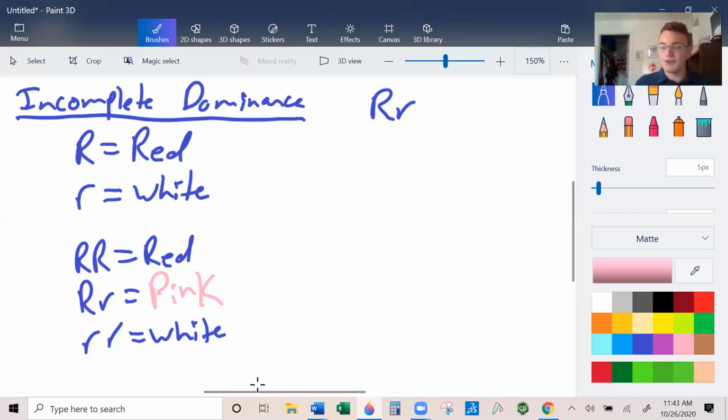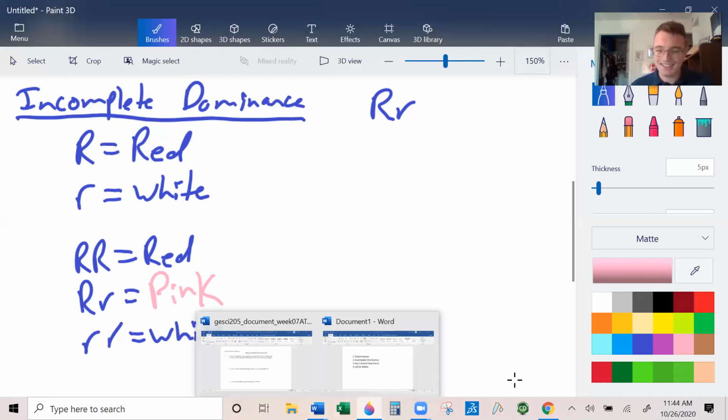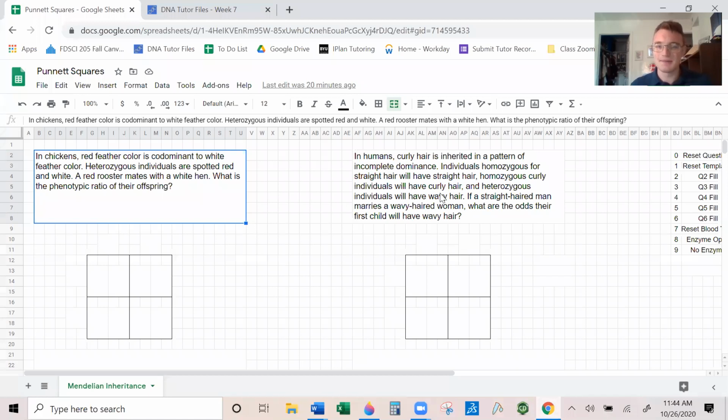And so then again, you'll report the percentages accordingly. So you'll say a certain percentage of their kids are red and a certain percentage of their kids are pink and a certain percentage of their kids are white, etc. So let's work through a practice problem. This is the one that I have for you that is not color. So let's go look at this.